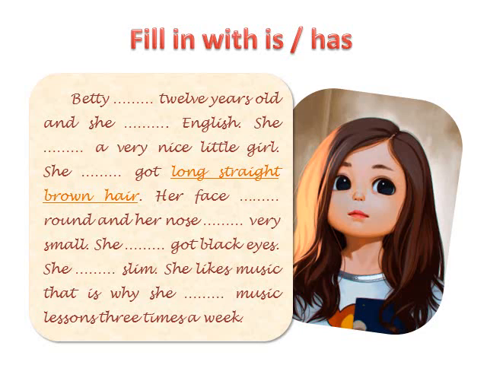She, a very nice little girl. She got long straight brown hair. Her face, round, and her nose, very small. She got black eyes. She slim. She likes music. That's why she music lessons 3 times a week. Of course, Betty is 12 years old. And she is English. Okay, go on. Finish the exercise.